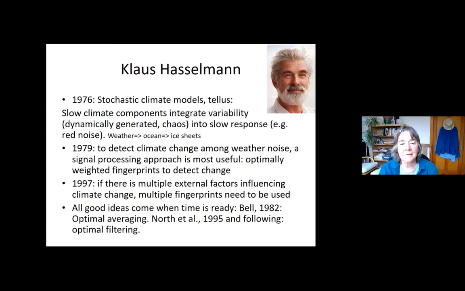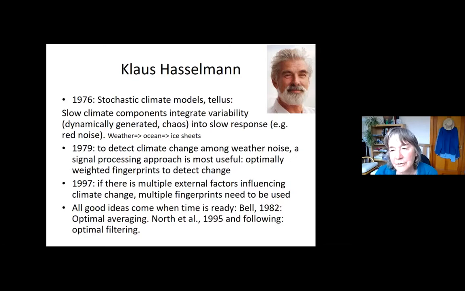This has been the key question in detection and attribution all throughout, and is now also a key question when we look at emergence. So which climate signals emerge from the weather variability locally, and impact, for example, also how important is climate change relative to variability we see anyway. And then he had written a second paper in 1979 saying that to detect climate change among weather noise, you have to use a signal processing approach.